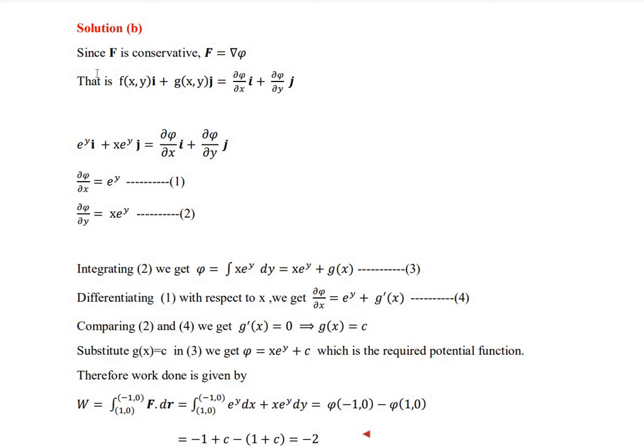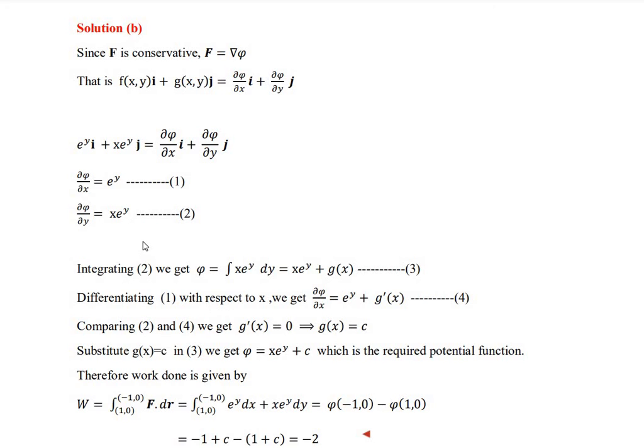Then solution of b. Since F is conservative, F is equal to del phi. So we can write like this. Then we can equate and you will get this one. Then integrate 2 with respect to y. So you will get phi is equal to the integral of x into e raised to y dy. So that will give you x into e raised to y plus constant of integration. You write it as a function of x, so here x you treat as a constant. Okay, so g of x. That is equation number 3.